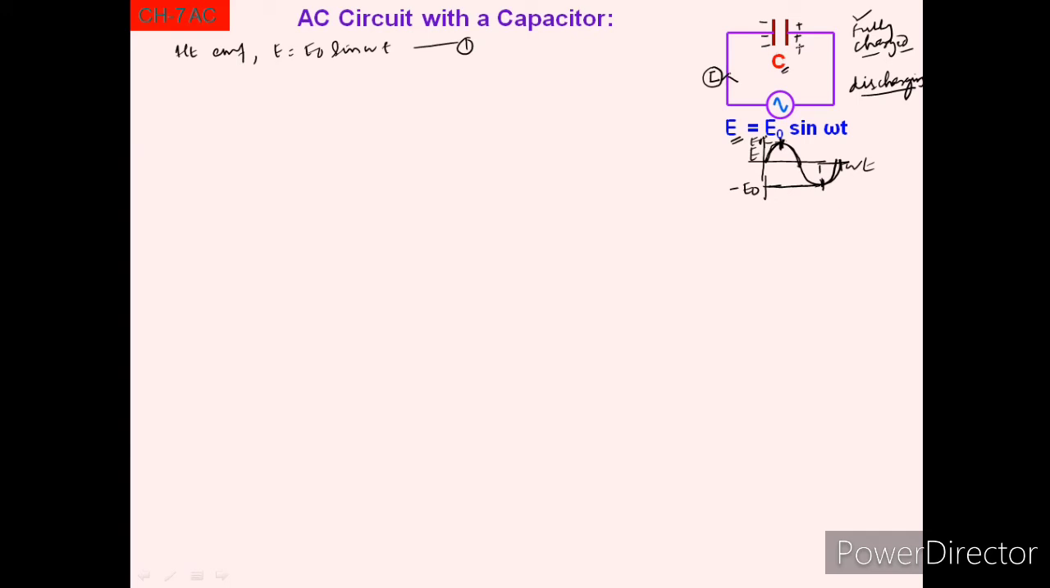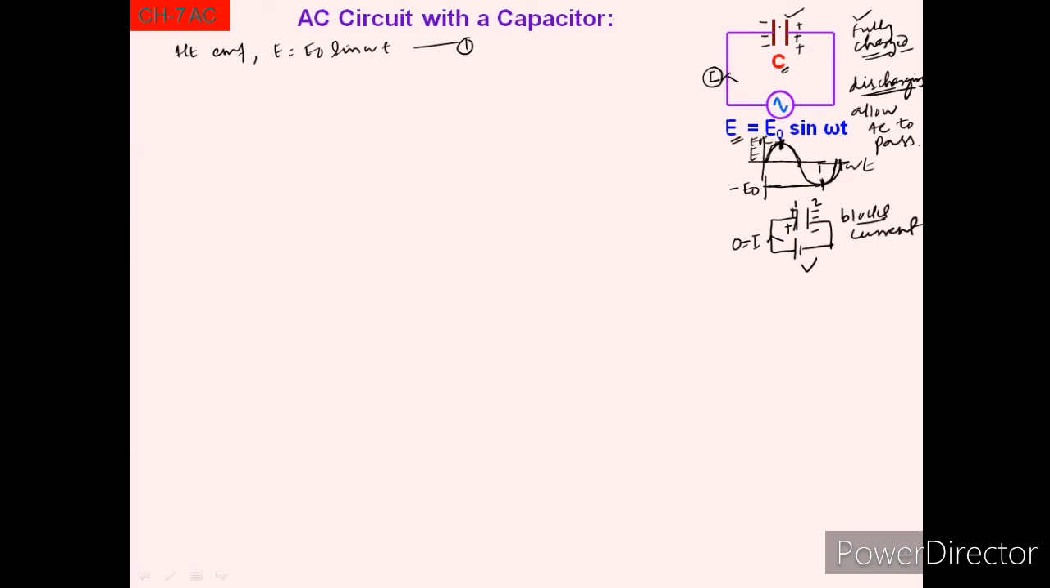But in case of DC, we don't find this. When you connect one capacitor with a DC source, as the direction of current is only one direction, suppose these are plates 1 and 2, then plate 1 will start charging, and when the capacitor is fully charged, after that no current passes through the circuit. It means the capacitor in a DC circuit blocks the current.